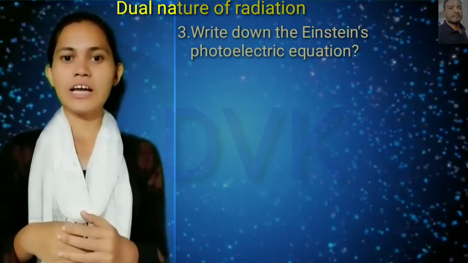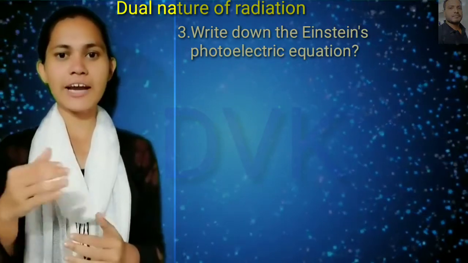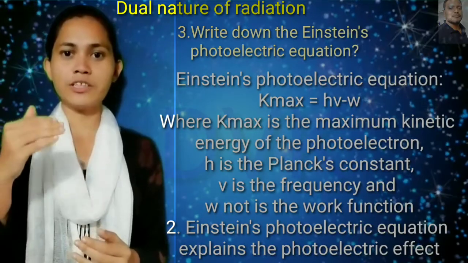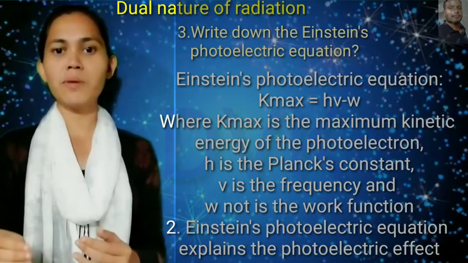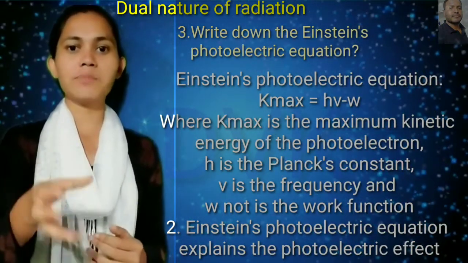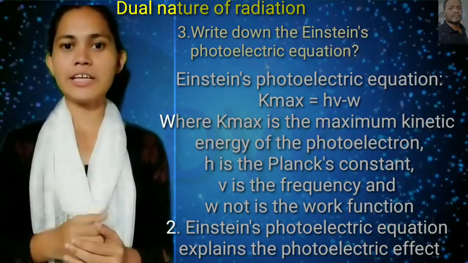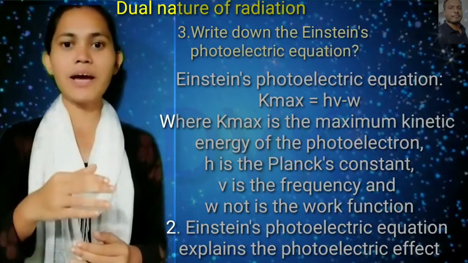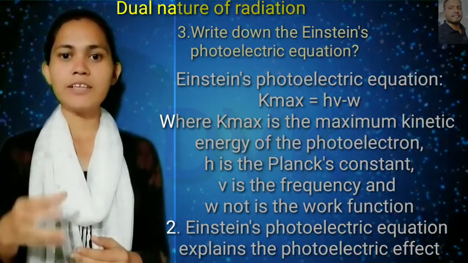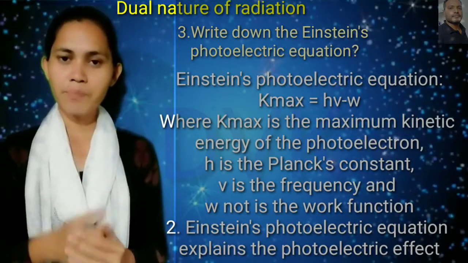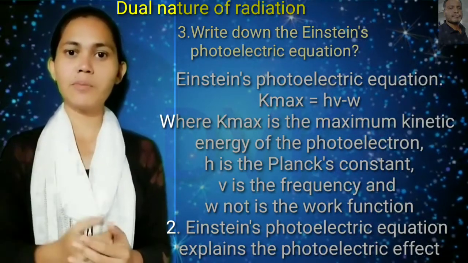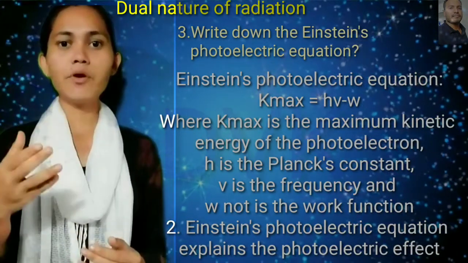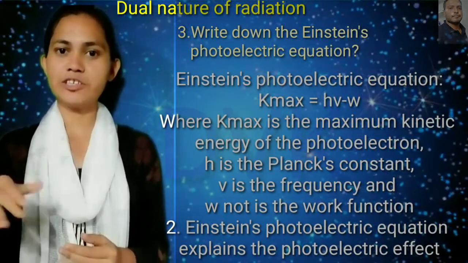The next question is, write down the de Broglie's relation and explain the terms in it. The de Broglie's relation is lambda is equal to h by p. As we all know, p is the momentum, mass into velocity. So we replace p with mv. Therefore, de Broglie's relation lambda is equal to h by p is equal to h by mv, where lambda is the de Broglie wavelength associated with the particle of momentum p, h is the Planck's constant, p is the momentum, m is the mass and v is the velocity. De Broglie's relation also explains the wave nature of matter.